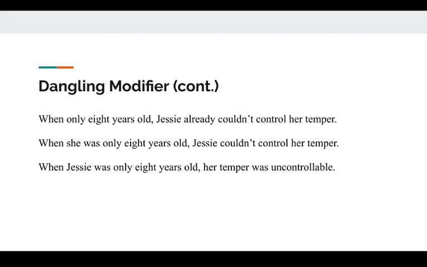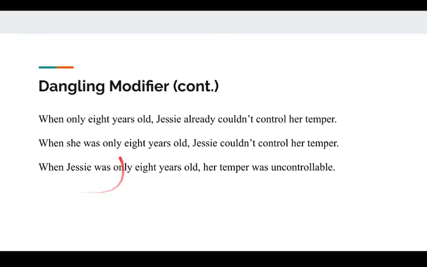So here we have the sentence, when only 8 years old, Jessie couldn't control her temper, or when she was only 8 years old, Jessie couldn't control her temper. And this is just another way of doing it: when Jessie was only 8 years old, her temper was uncontrollable.